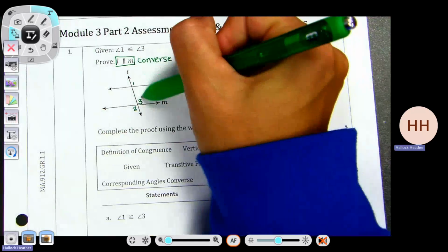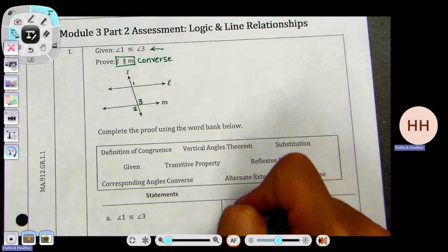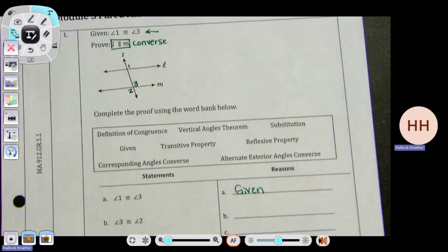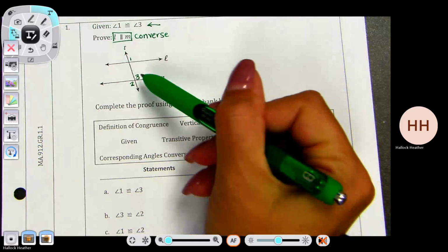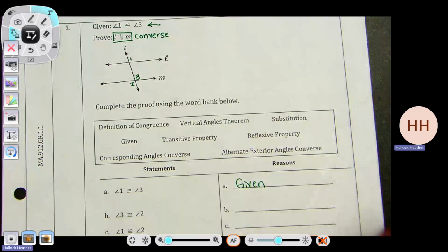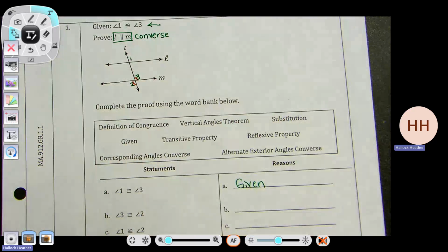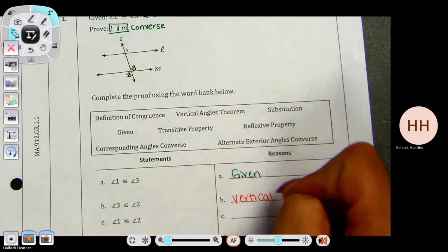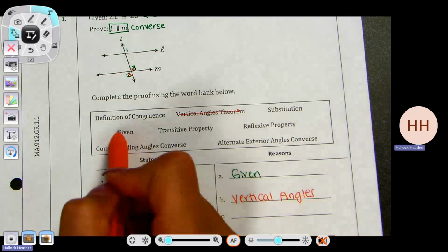converse. The first step is always what is given. So angle 1 is congruent to angle 3. The reason why I know is because it is given. The next step says angle 3 is congruent to angle 2. The reason why I know these are congruent to each other is because vertical angles are congruent. So whatever is here automatically jumps across the intersection. These are vertical angles. So vertical angles theorem.